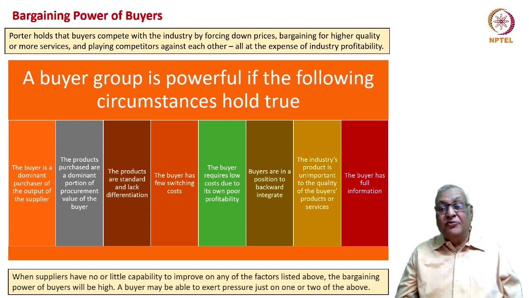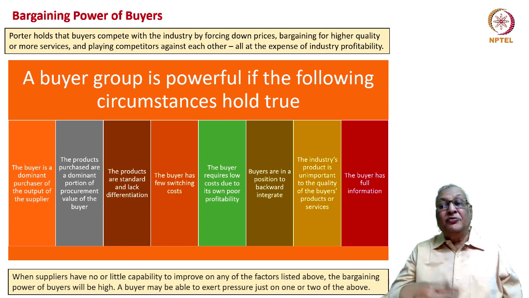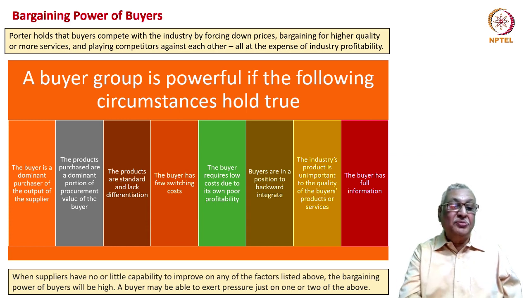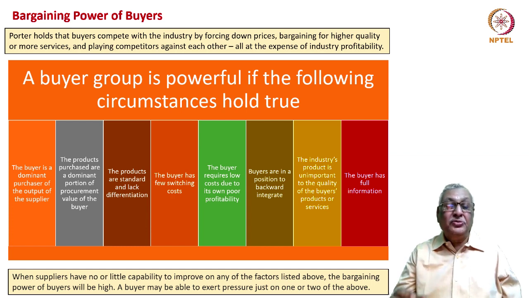This doesn't mean that the firm has to be antagonistic towards the buyer group. The firm which supplies to the buyer has to be respectful of the buyer group, but it also needs to appreciate how the relationship between the buyer group and itself can be a positive collaborative relationship rather than a highly competitive and overwhelming relationship. When the firm as a supplier has no leeway to improve on any of these 8 factors listed here, then the bargaining power of buyers will be very high. On the other hand, a buyer may be able to leverage only 1 or 2 factors, in which case the firm supplying to the buyer group will be in a better position.